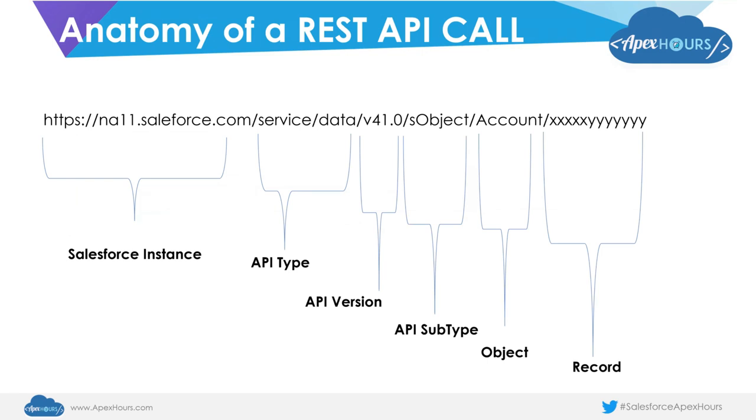All right, so the anatomy of a REST API call. The URL I was talking about will contain the Salesforce instance. The first part is the Salesforce instance, the second is the API type you're connecting to the data. Then which version, as I was talking about, version 20, version 40, all these versions Salesforce keeps releasing with every release. Then the subtype is the object you're accessing, and then the record URL. So this is a URL which you'll be constructing to interact with a single account record inside Salesforce.